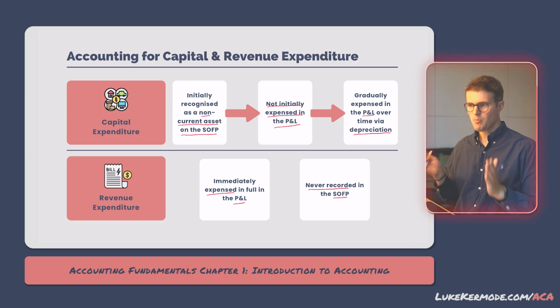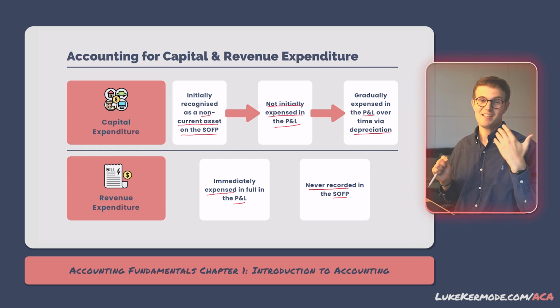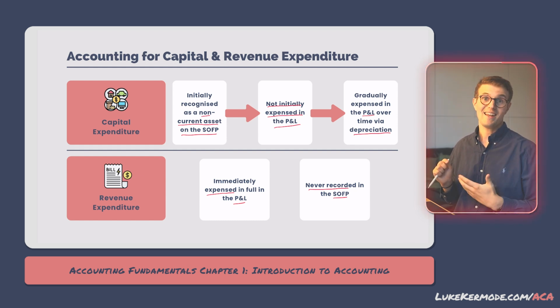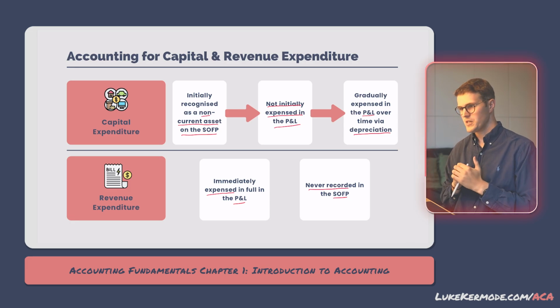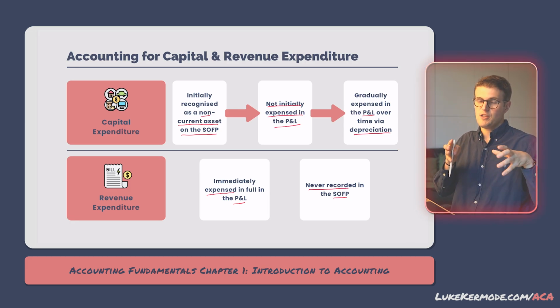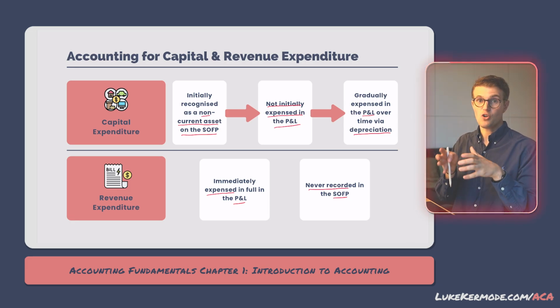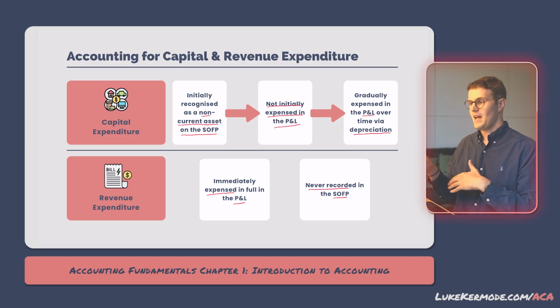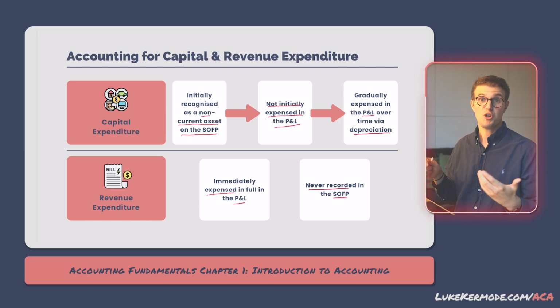So, to summarise, revenue expenditure goes straight to the income statement. It's recognised as an expense in the period that it's incurred, whereas capital expenditure first is recognised on the balance sheet as a non-current asset, and then it gradually moves over to the income statement as an expense via depreciation.